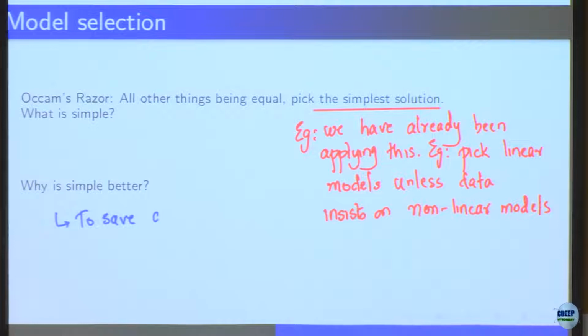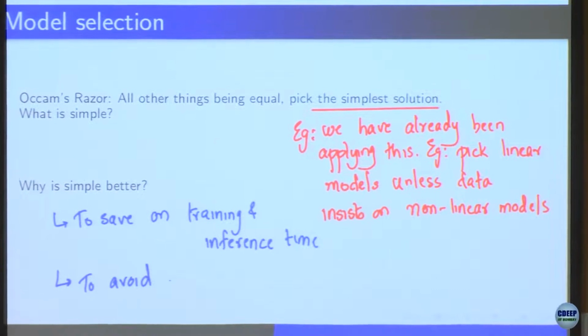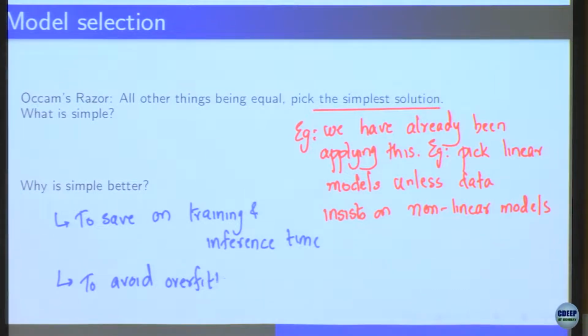Any other reason? You have done the bias variance decomposition. So we want to generalize, to avoid overfitting, or to generalize. Anything else? These are good enough reasons. Let me know if you come across more reasons.